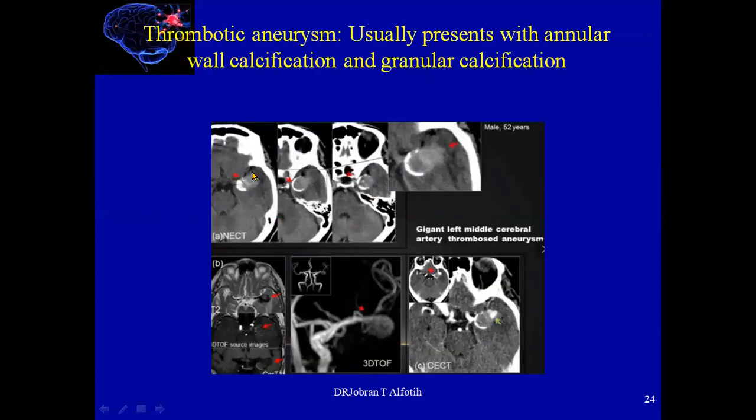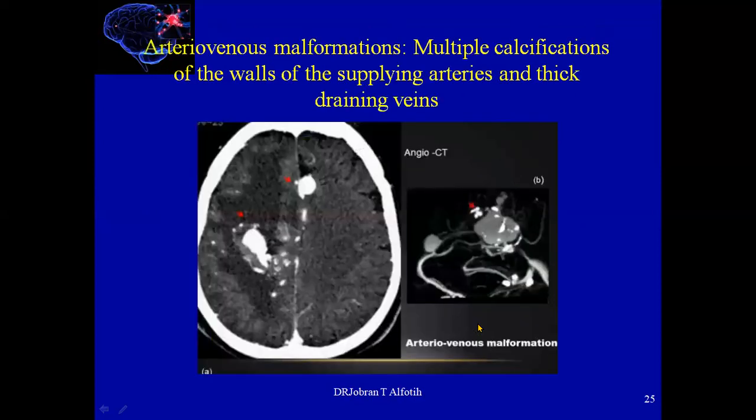And here is the aneurysm, as we see, a thrombotic aneurysm, which has calcification in the annular wall of the arteries. Here one, and this is the other one, and this is another patient here. And also arteriovenous malformation, we have multiple calcifications in the wall of the supplying artery, and at the same time in the thick draining veins.